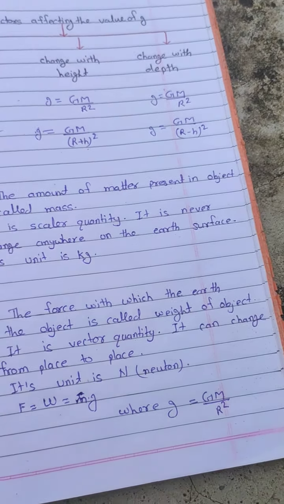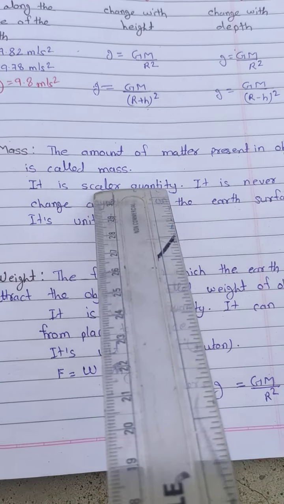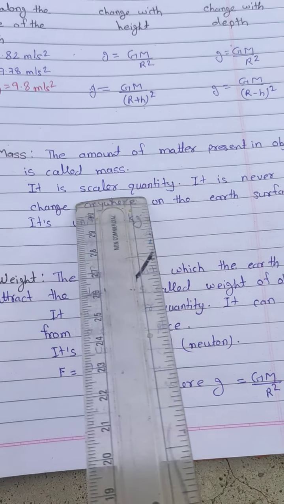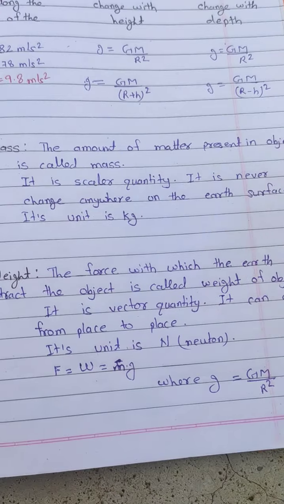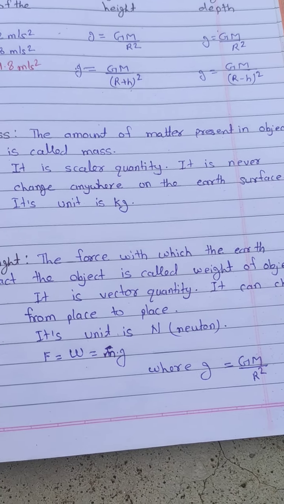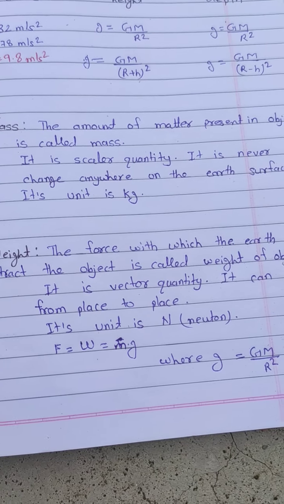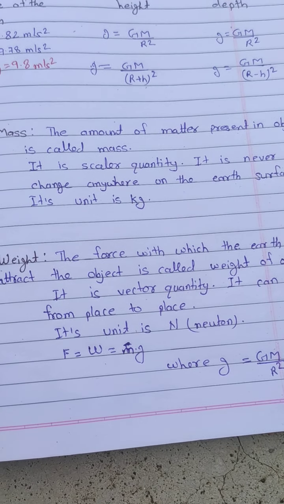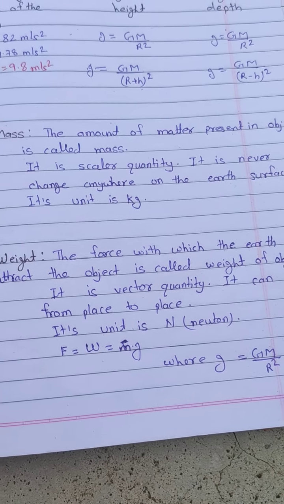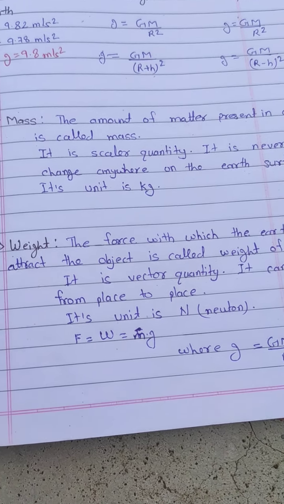Now the next subtopic is mass. The definition is: the amount of matter present in the object is called mass. Mass is a scalar quantity. Mass can never be changed anywhere on the surface of the earth, either on the pole or the equator; mass is fixed. And the unit of mass is kilogram, kg, or gram.